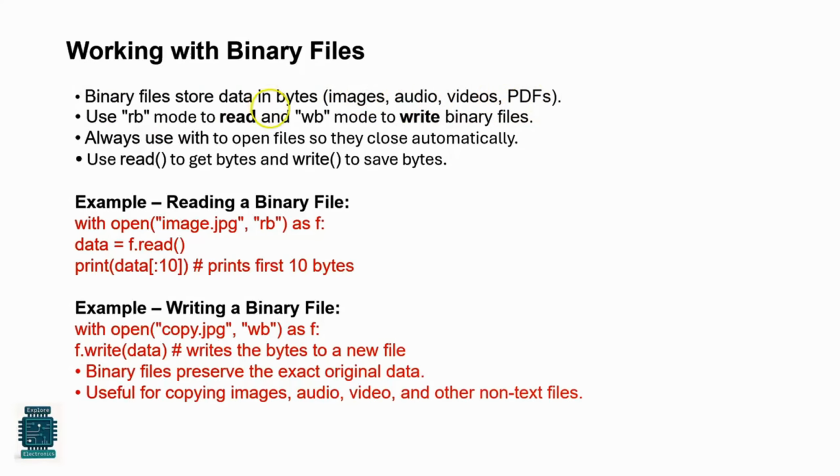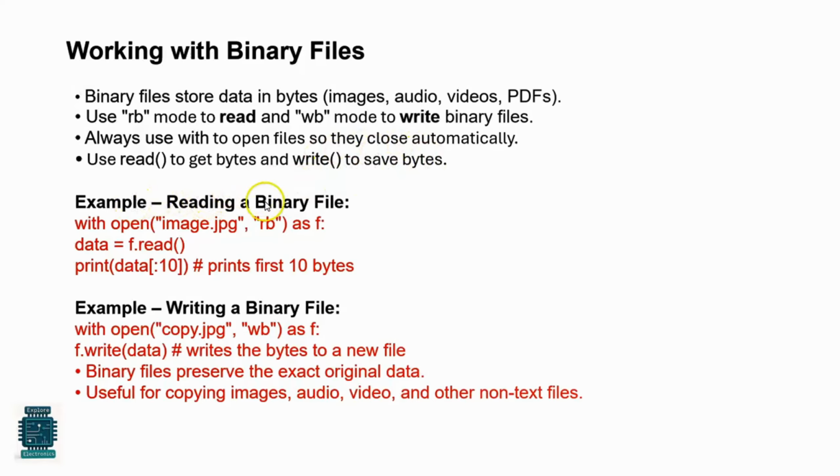Use rb mode to read binary and wb mode to write binary files. Clear? Always use with to open files so they can close automatically. We have to use with to open files and it will close automatically after usage of that file. Clear? I have explained this with in the previous videos also, you can check it out. And use the read function to get bytes and the write function to save the bytes.